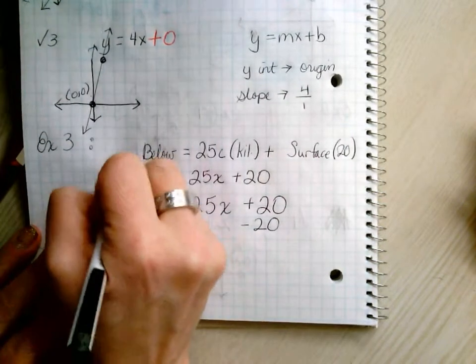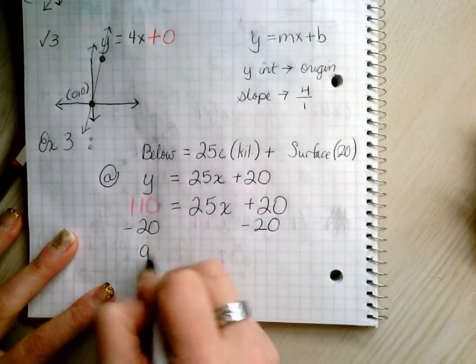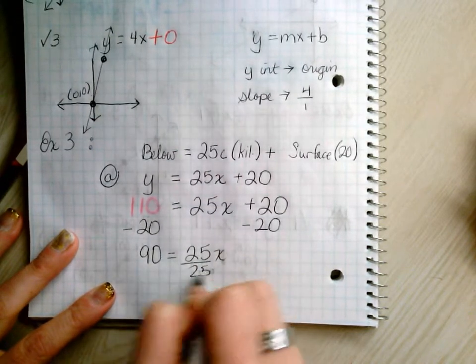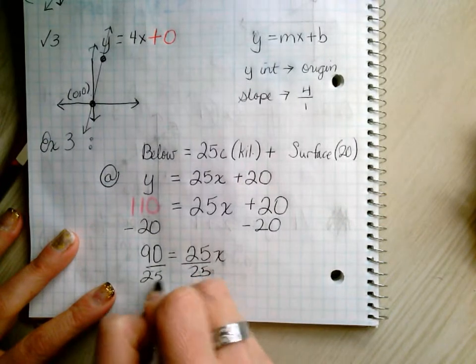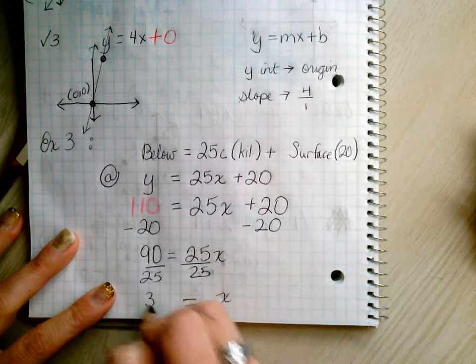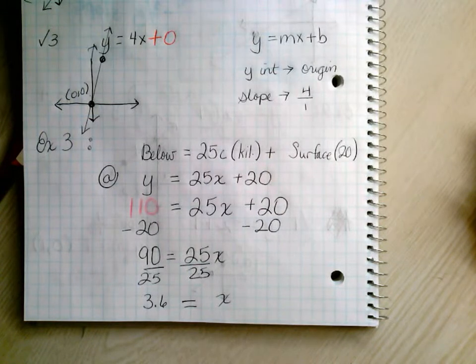So here's part A, your formula. 90 equals 25x. If you divide and get your x value, you will find that x is 3.6. 3.6 what? Feet, yards, kilometers. Very, very good. Okay, awesome.